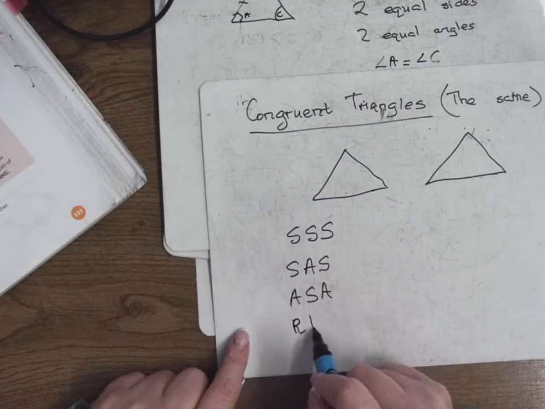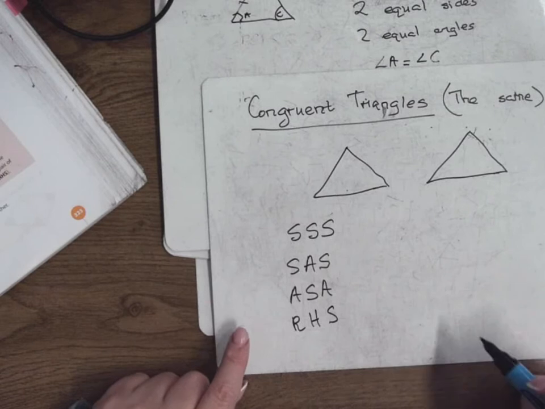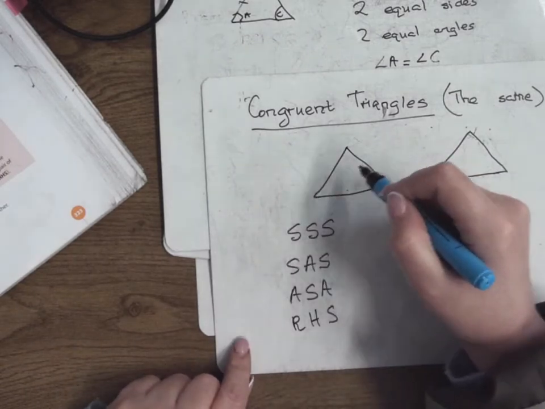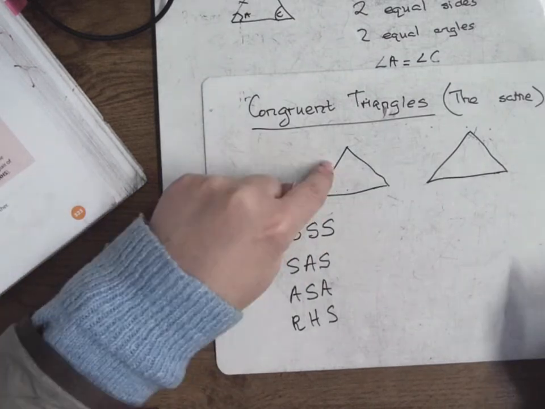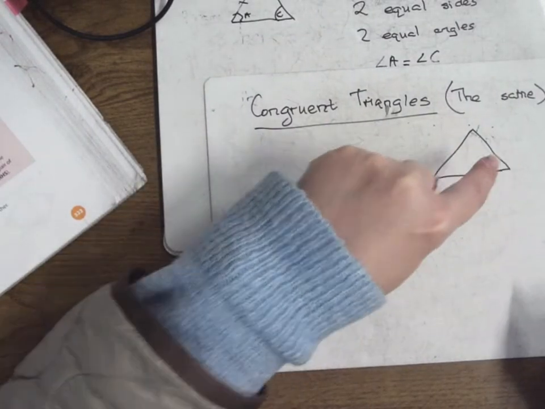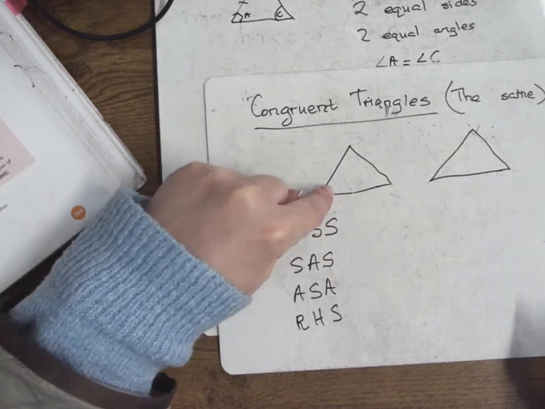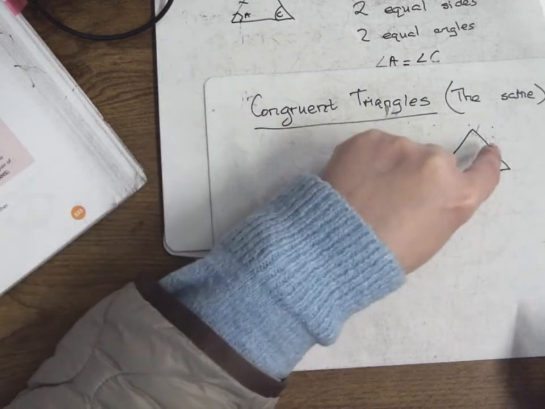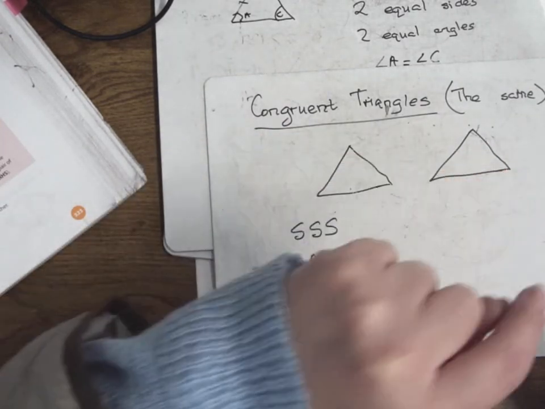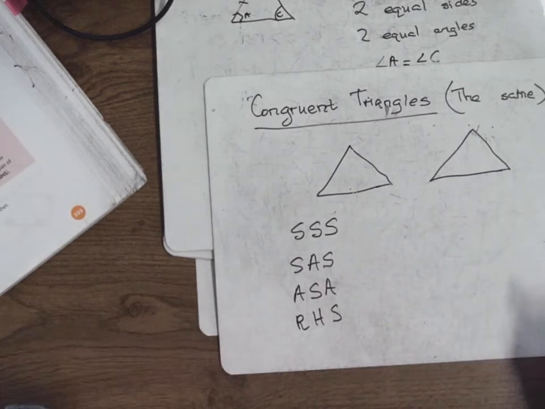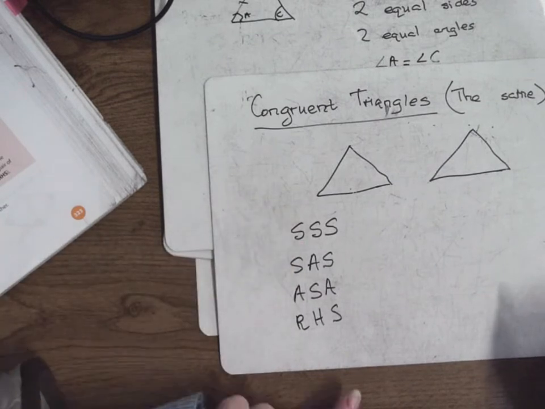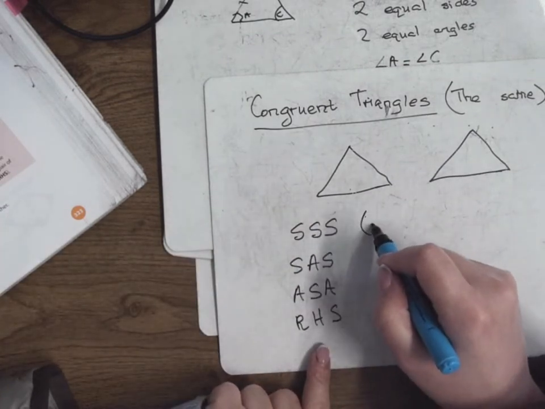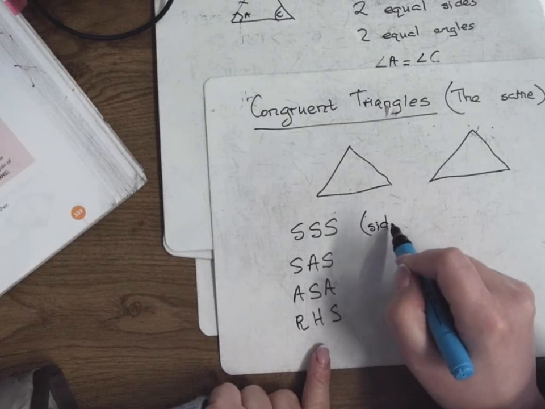Rather than going through all 6 things, as in this line equals this line equals this line, this angle equals this angle equals this angle, that's a lot of work, trying to prove all 6 things are the same. So these 4 conditions are shortcuts. SSS stands for side, side, side.